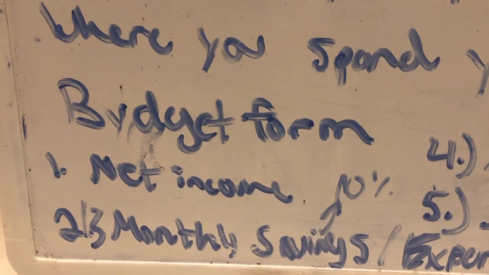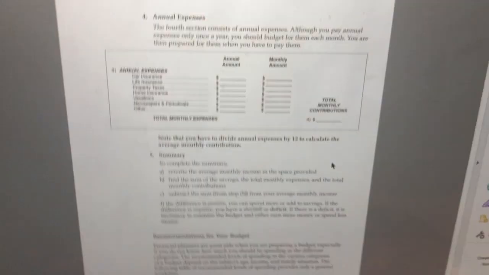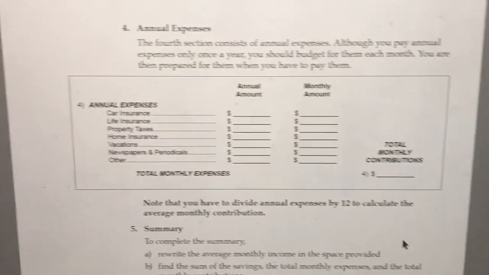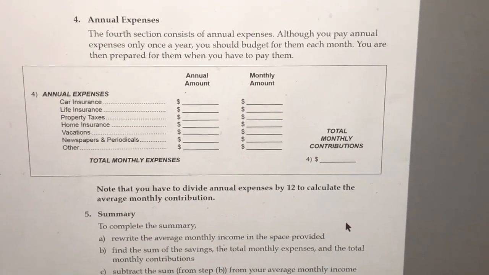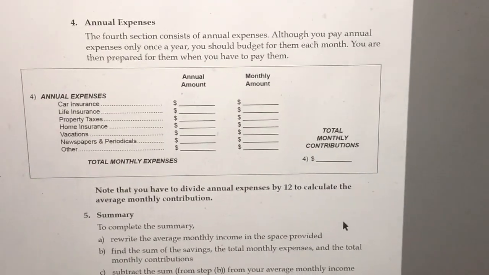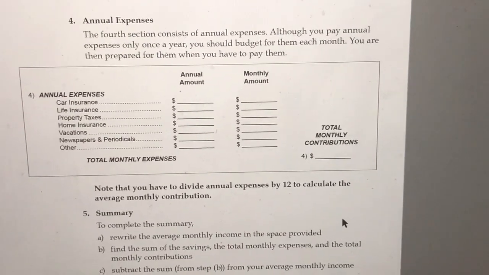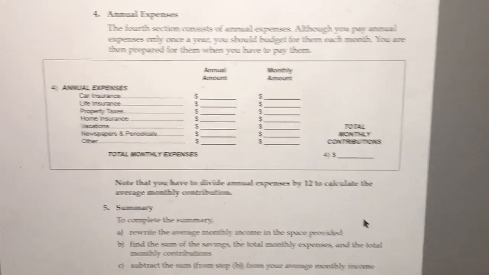Number 4 is annual expenses. How much am I paying for the year? So keep that in mind. Broken down here again, for annual expenses, you have car insurance, which you pay over the year, life insurance, property taxes, home insurance, vacations, newspapers, and periodicals. If you're vacationing every single year, how much are you paying? Is there a monthly amount to that? Maybe, maybe not. If there is, also include that in your monthly contributions.